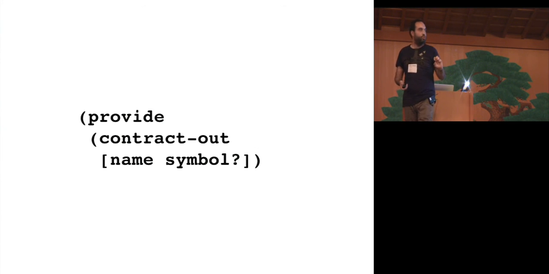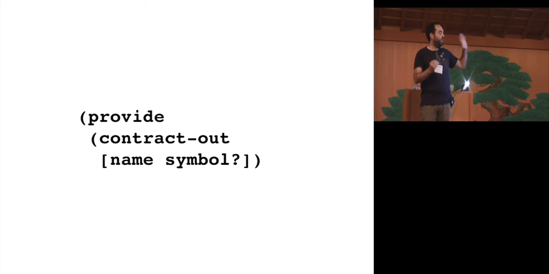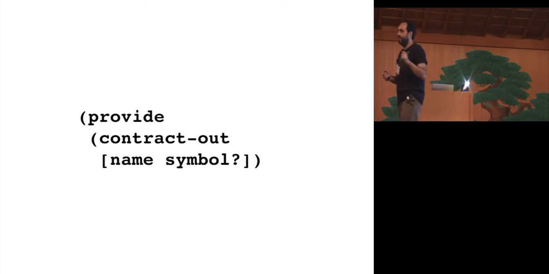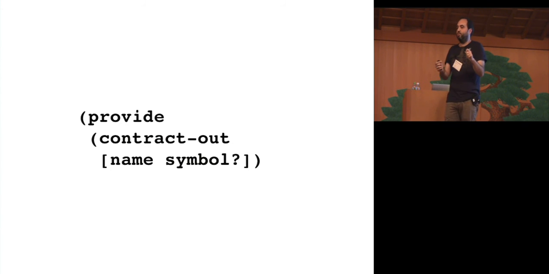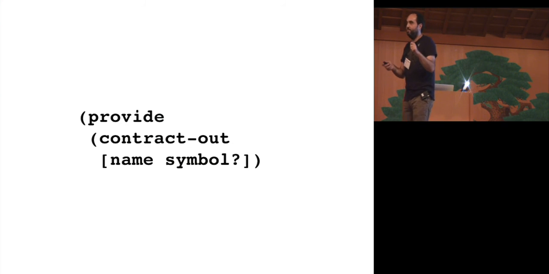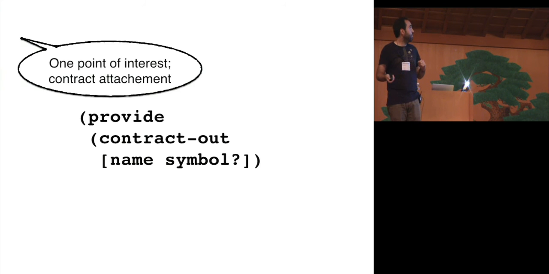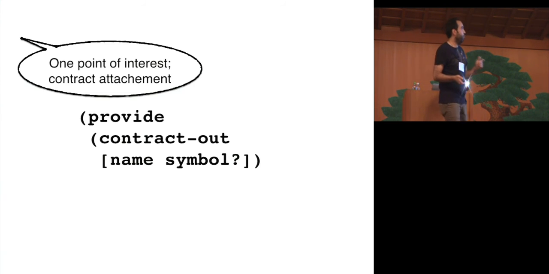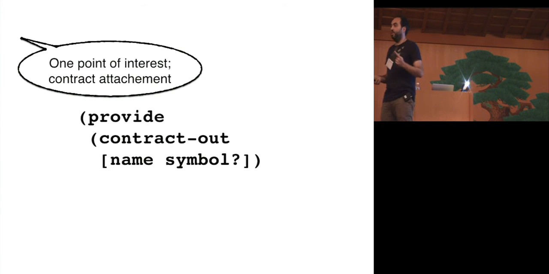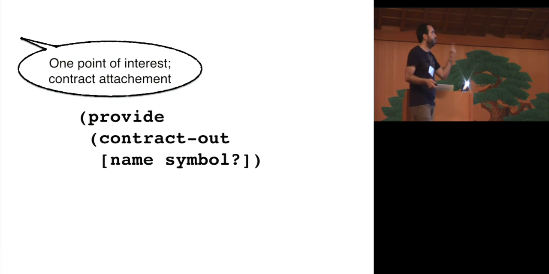This snippet shows, it's a Racket snippet that basically says that the module that contains this snippet exports the value bound to name under the contract symbol question mark. The symbol question mark is one of the simplest contracts you can have in Racket. It's a flat contract that basically states that the value bound to name has to be a symbol. Now, in terms of the 3 points I showed you before, this contract, the symbol question mark, declares one point of interest. And this is the attachment moment of the contract to the value bound by name.